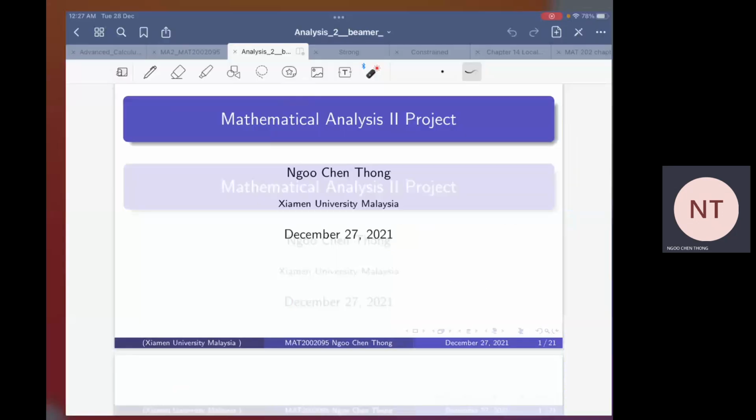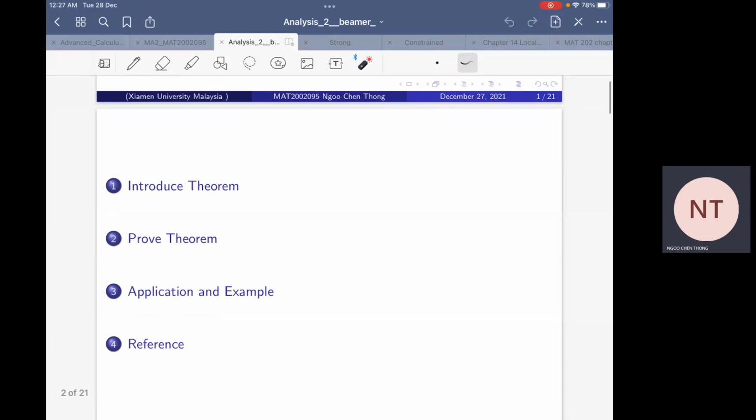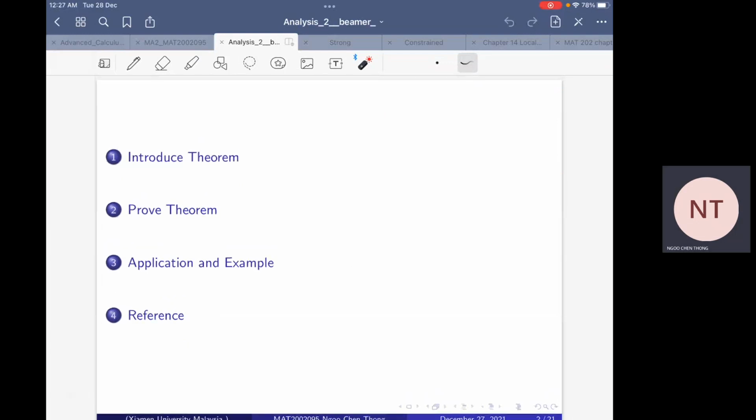Now I'm giving a presentation of the second derivative test. In this presentation, I will introduce the theorem. I will also give a proof for this theorem. After that, we'll see an example and an application. For the application, I will find two research papers that use the second derivative test.